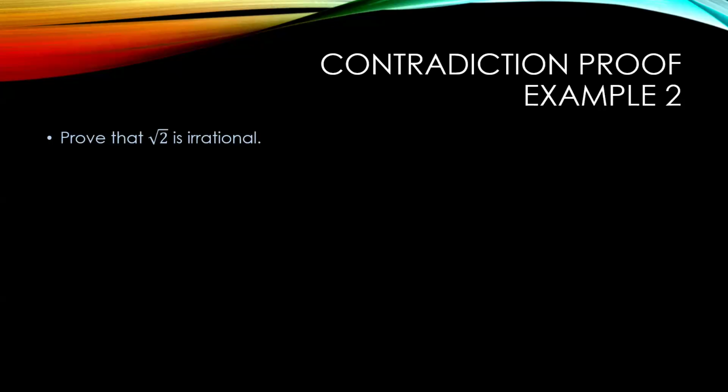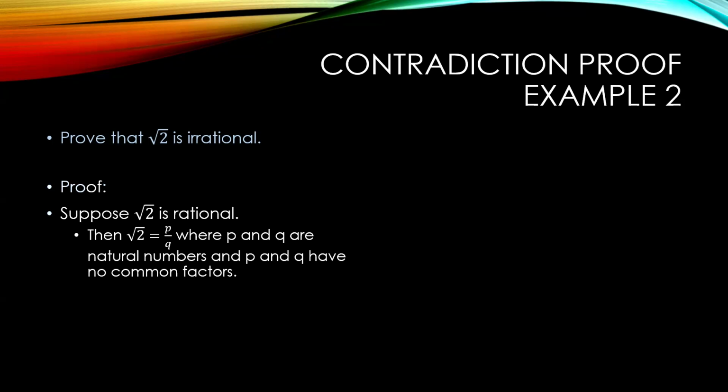Here's another one. Prove that the square root of 2 is irrational. This is one which is credited to Pythagoras, and so this is a good one. If you'd like, give it a shot. All right, let's go through it. And so here's the proof.